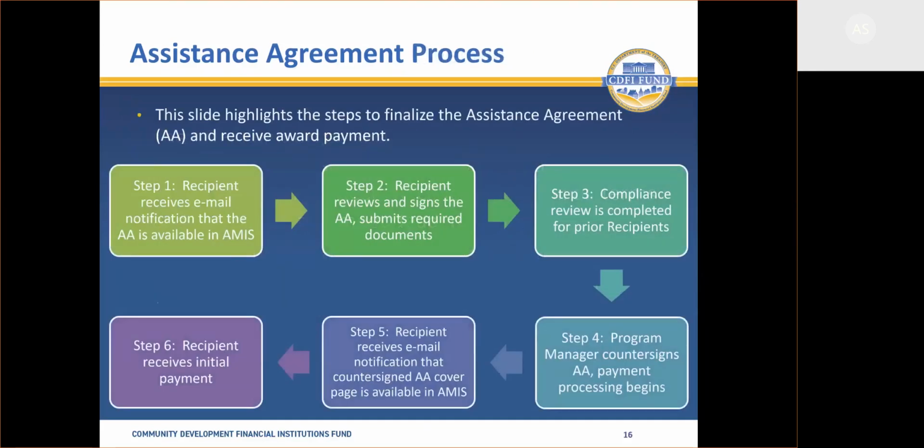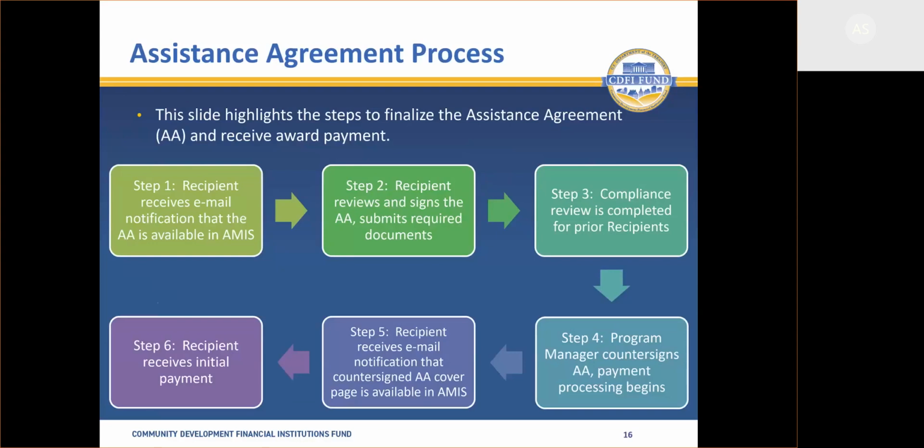Great, thanks, Sharon. So this slide highlights the assistance agreement process. Everyone probably has already gone through step one, receiving the email notification that your assistance agreement is available. There might be one or two groups in the middle of processing name change requests, which is the only reason I can think of that all TA recipients other than that should have received your email that your assistance agreement is available. You will then log into AMIS, review your assistance agreement, sign it electronically, and submit any required documents. From there, it comes back to our end.